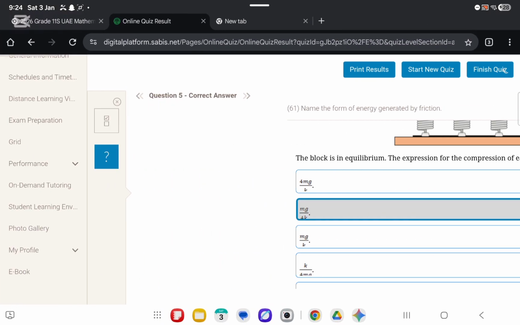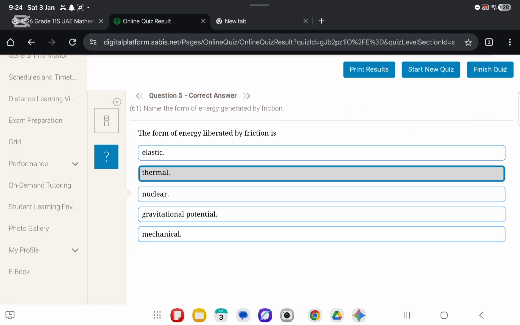Question 5. The form of energy liberated by friction is thermal. Think of it as when you're pumping the brakes or rubbing your hand against the wall very quickly. You'll feel heat in your hands, it'll feel hot and start to burn. When someone rubs their knuckle along your head, it starts to hurt, it burns. Why? Because that's the thermal energy.